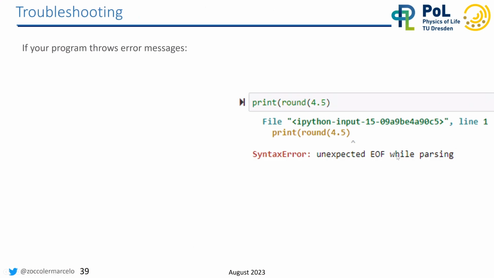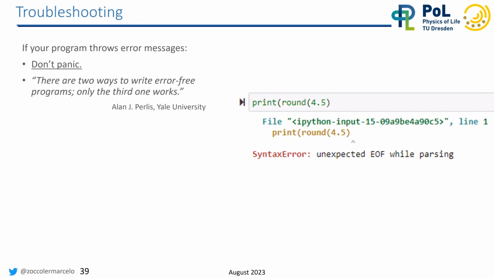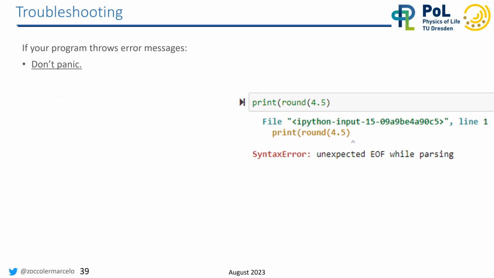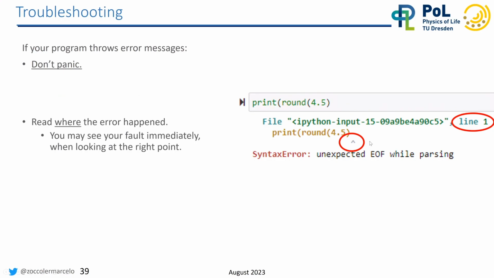And again, if your program throws errors, don't be afraid. Actually, take a look. There's also this saying, there are 2 ways to write error-free programs, and only the third one works. So we will get errors. We already got errors, but the errors are pointing you to what's going wrong, and then maybe how we can fix it. In this case, even if this message is very long, sometimes you can see where this error is happening and sometimes some information of why it is happening.